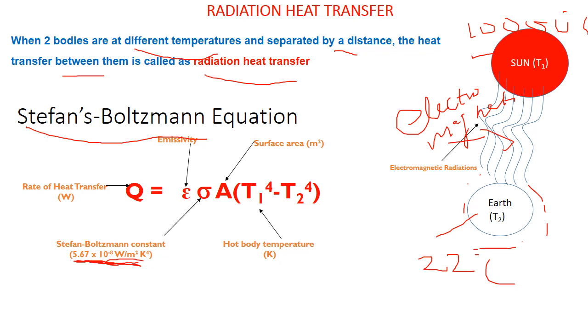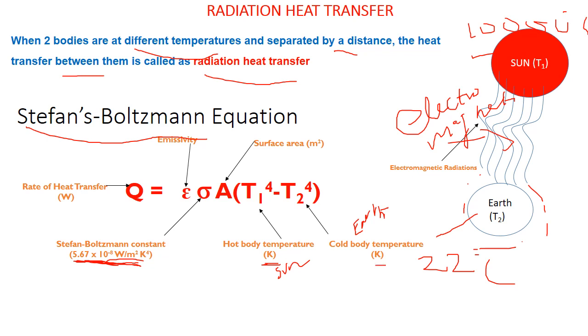Then the temperature: T1 is the temperature of the hot body, T2 the temperature of the cold body. For example, this is the sun temperature and this is the earth temperature. The sun temperature will be very high, so T1 will always be high and T2 will be less. Power 4, don't forget to write this power. The power is important. And T1 should be in Kelvin.